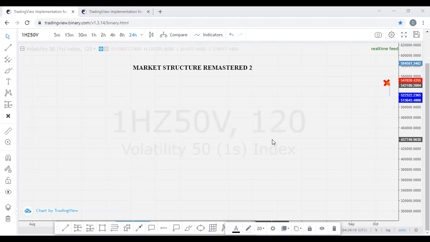In this second video, we'll be talking about the second part of market structure. Here we'll be talking about how to analyze the market and basically how to make entries based on our understanding of market structure, right?